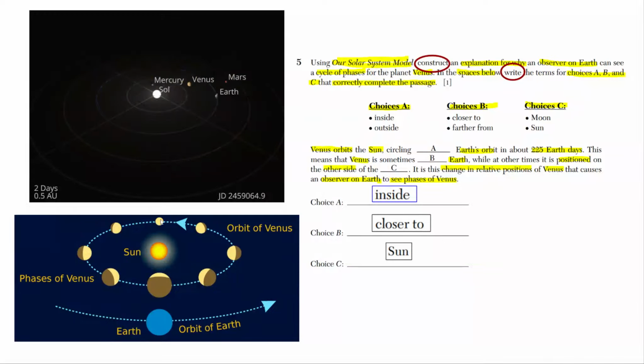It is sometimes farther from Earth, yes, but at other times it is positioned on the other side of what? It's got to be either the sun or the moon, and Venus is never on the other side of the moon. The moon orbits the Earth, but Venus orbits around the sun. Venus never goes around the Earth or around to the other side of the Earth. So that's why B must be closer to Earth, and at other times the position must be on the other side of the sun. And it's this change in relative position of Venus that causes an observer on Earth to see phases of Venus. So choice A should be inside, choice B should be closer to Earth, and choice C should be the sun.